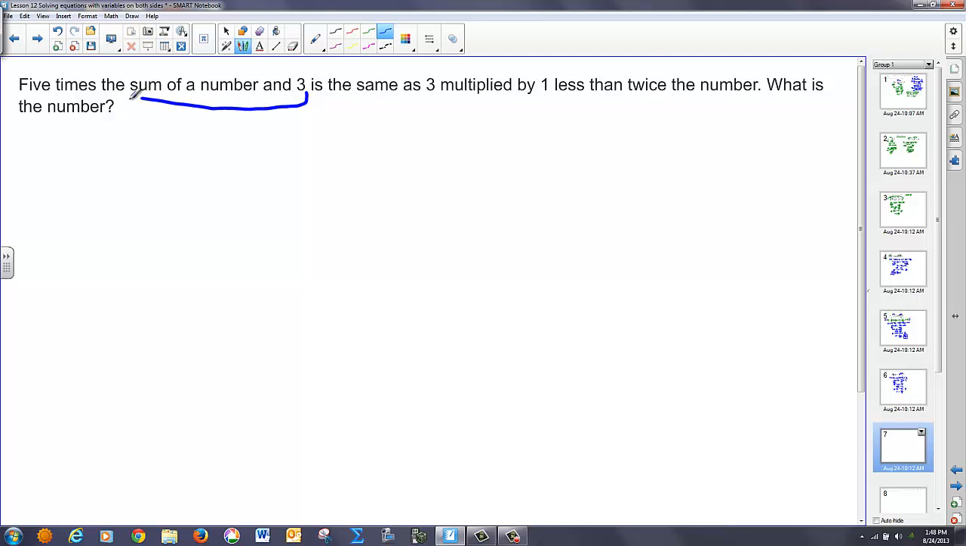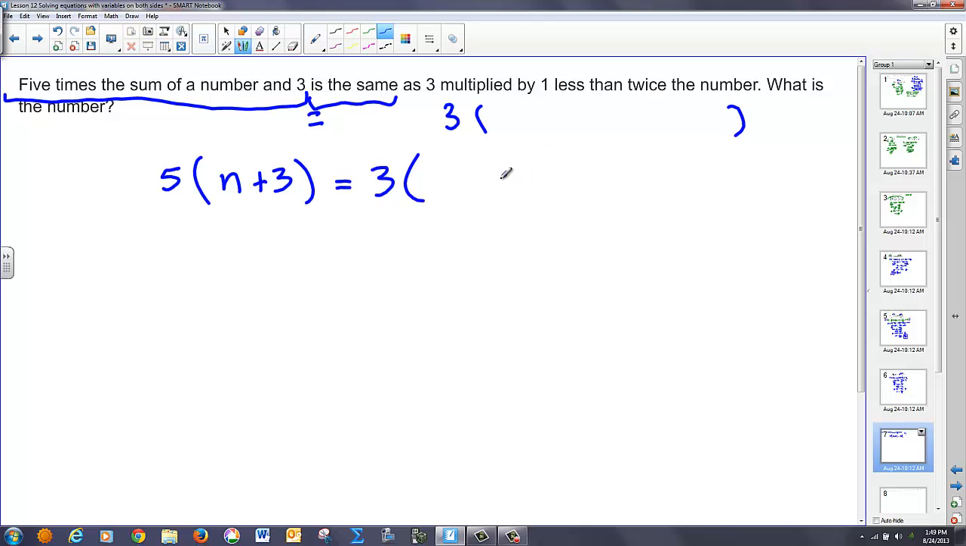Here's the first part. 5 times the sum of a number and 3 is, there's your equal sign, the same as, there's your equals, 3 multiplied by. So this is 3 times something. So being conscious of this, let's move on. So we take 5 times the sum of a number and 3. So some number, we don't know what it is, let's call it n, and 3, that's adding, is the same as 3 multiplied by 1 less, so that's subtracting 1, then twice a number. There's that same number, but 2 times it, because that means twice.